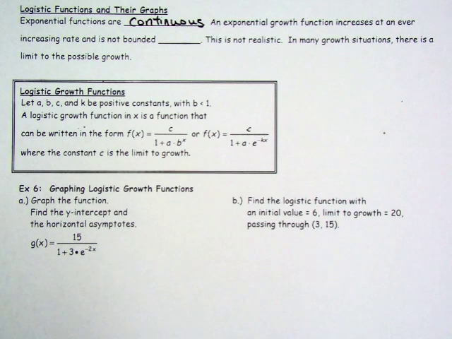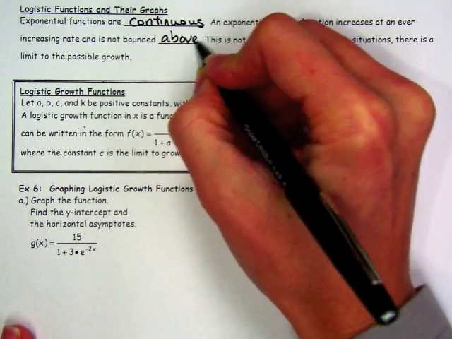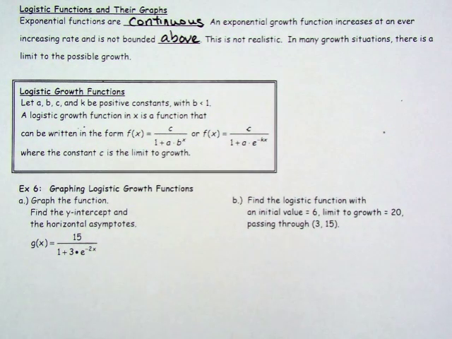An exponential function increases at an ever-increasing rate. It keeps getting bigger and bigger and the larger changes over time. It is not bounded above. But again, this is not realistic. In many growth situations, there's a limit to the possible growth.